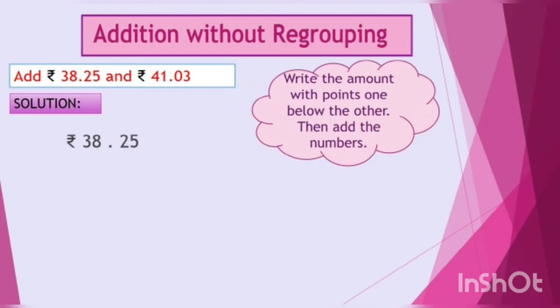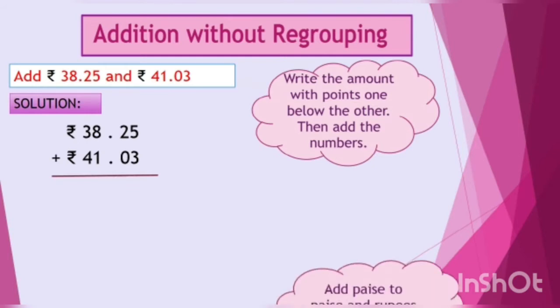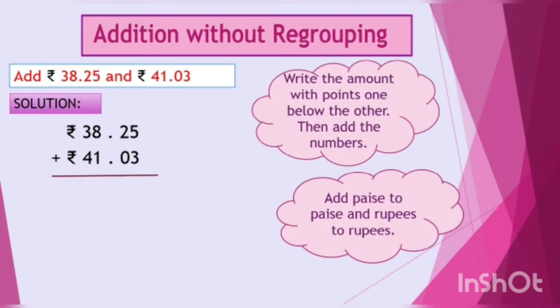Write the amount with points one below the other and then add the numbers. Dear children, you already know that two digits after the point represent paise. So first of all, we start adding from the right side. That is paise to paise and then rupees to rupees.